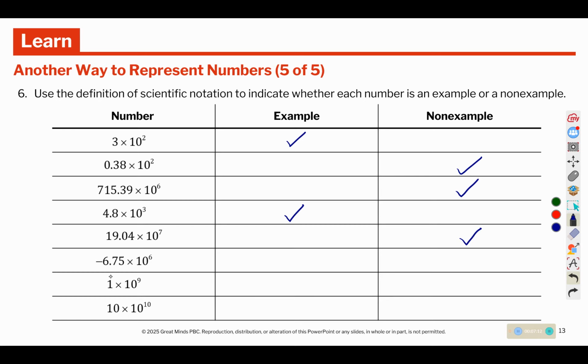This negative 6.75 is okay because its first value or initial value has an absolute value between 1 and 10. If we took its absolute value, it would be 6.75, which is 1 or bigger and less than 10. The next one is also an example. However, this one has 2 place values before the decimal, so it is not an example.